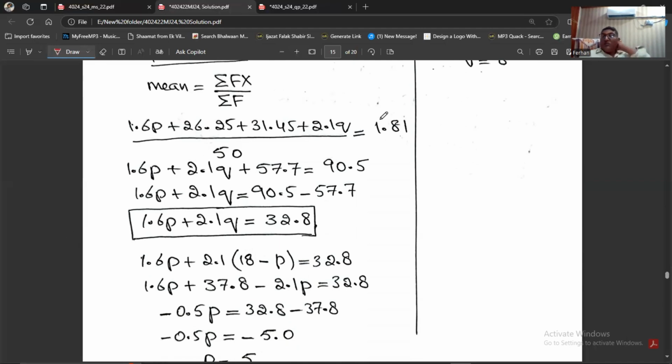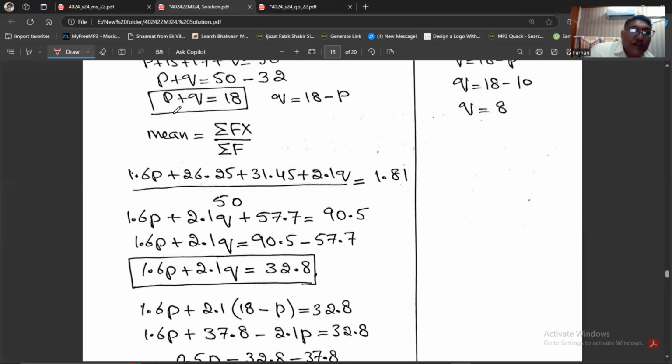It will multiply with 1.81, and you will get 90.5. Here you will have 1.6P plus 2.1Q plus, when you add 26.25 and 31.45, you get 57.7. So you will have 1.6P plus 2.1Q equals 90.5 minus 57.7. 1.6P plus 2.1Q is equal to 32.8. So now you see I got two equations. One equation is P plus Q is equal to 18. The other equation is 1.6P plus 2.1Q is equal to 32.8.